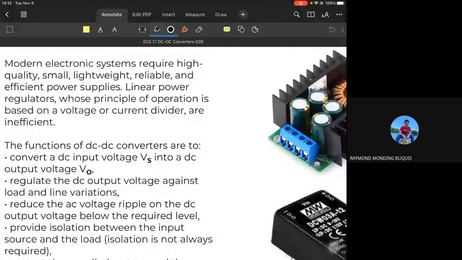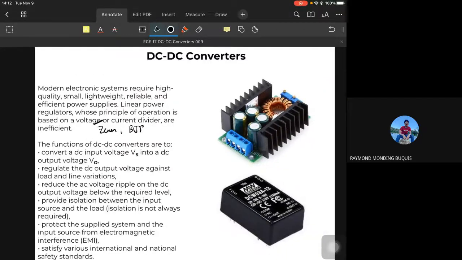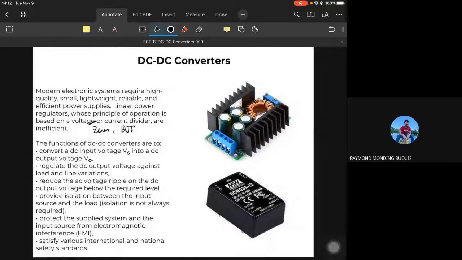Normal voltage divider circuits, Zener diode circuits, pure transistors used as a switch alone are inefficient in themselves. We computed this before, as far as I remember. We computed their efficiencies, maybe around 50%, no?